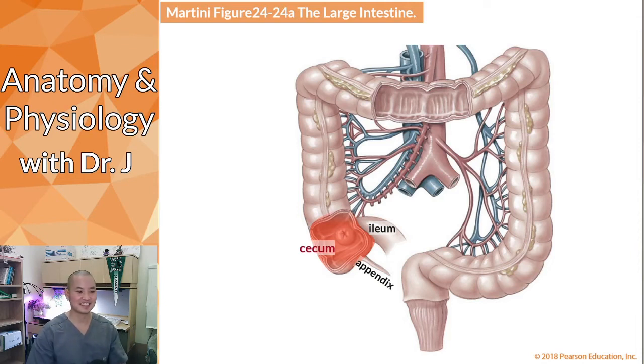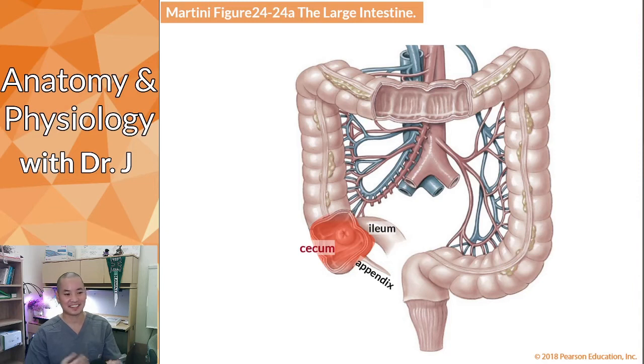So that's a classic sign. Remember that suffix, that ending itis, refers to inflammation. So if you have inflammation of the appendix, you have appendicitis. Now, what's a classic sign of appendicitis? Ooh, ow, my lower right side. I feel like I'm being stabbed there. So that's a classic sign of appendicitis.